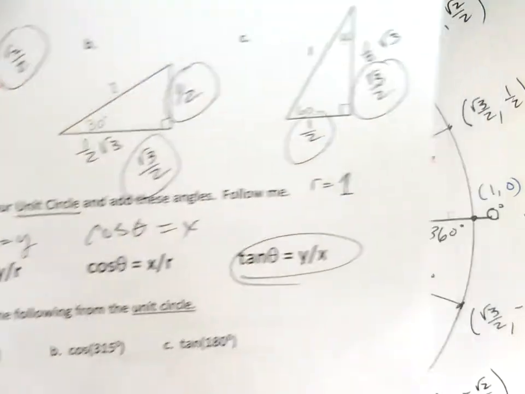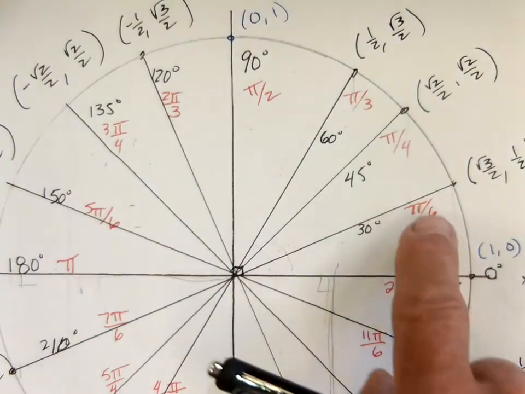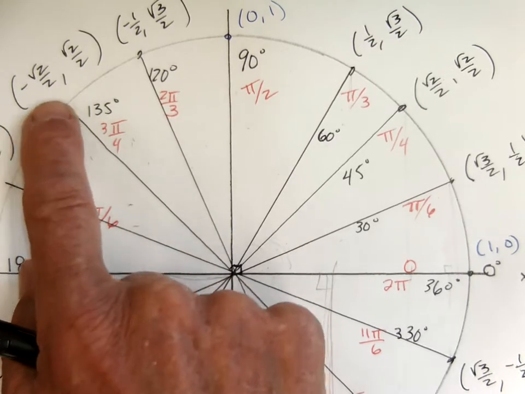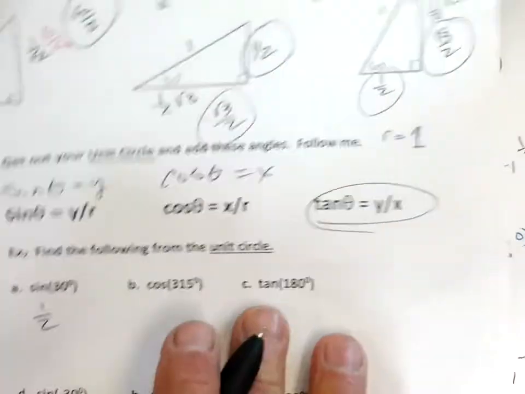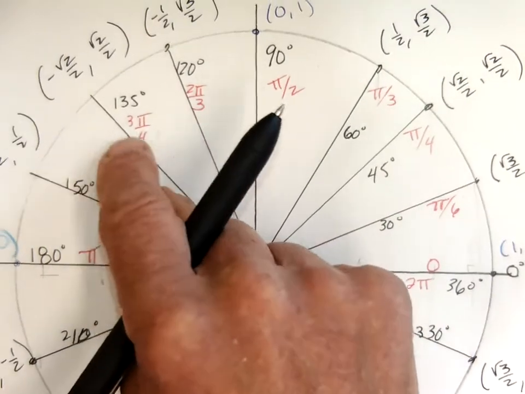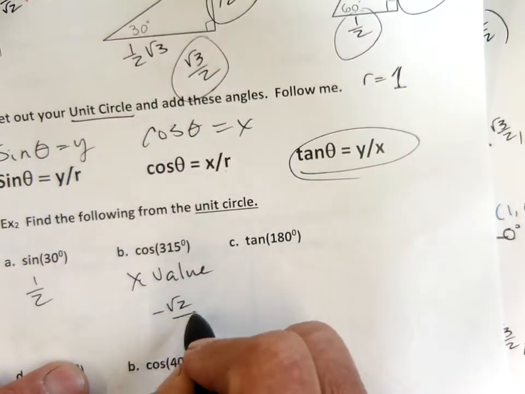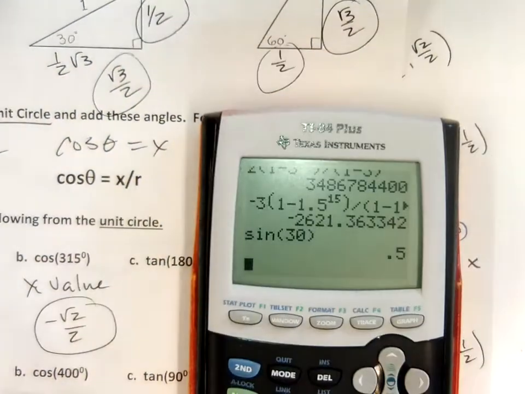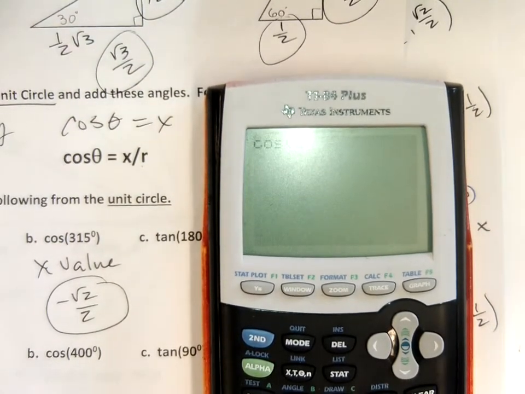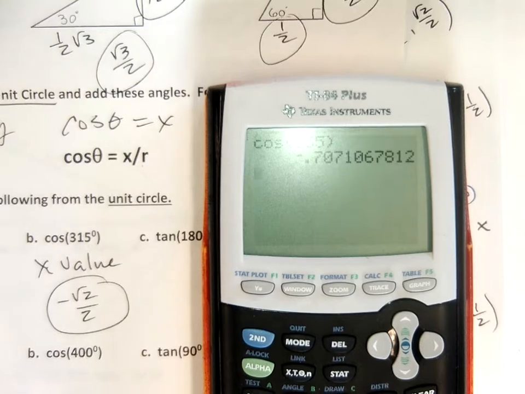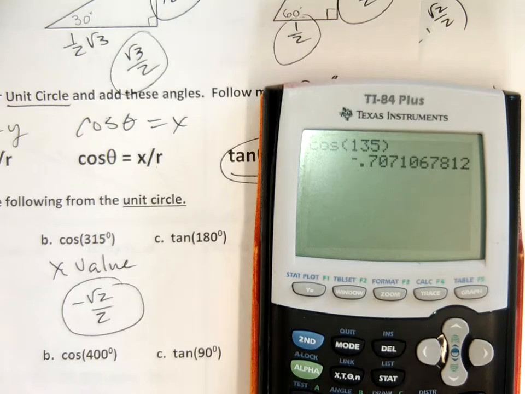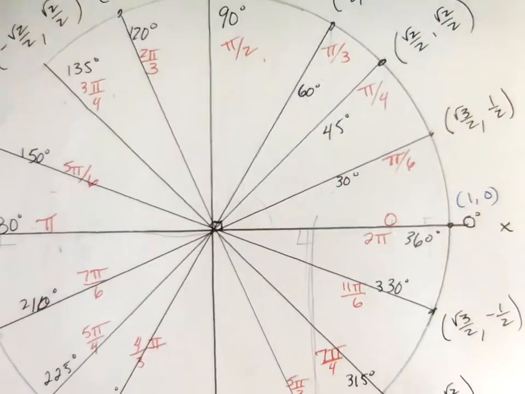Cosine, 315 degrees, so I go to my 315 degrees, my unit circle, cosine's the x value. Cosine's the x value, there's my answer. 135 degrees, cosine's the x value. So I'm going to take the x value out of my point, which is negative square root of 2 over 2. Now here's the bad news that you're not going to like. If you are going to try and cheat and use your calculator, and you go cosine of 135, I'm going to mark that wrong. It's 315.